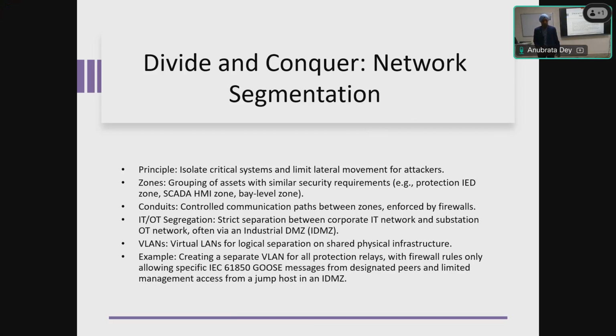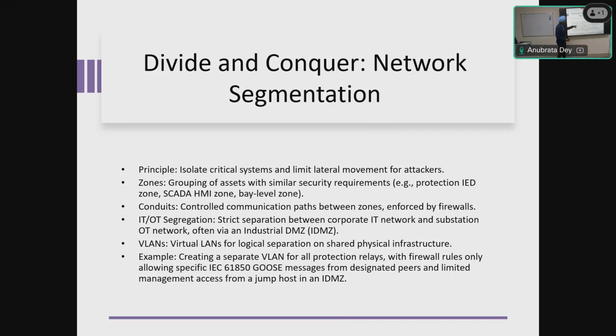So let's say your circuit breaker zone: your circuit breakers, merging units, and IEDs could be one zone, because they are very, very important from a security point of view. Whereas a workstation in an enterprise office is not at the same security level as your IEDs and circuit breakers. So you basically divide them into zones.